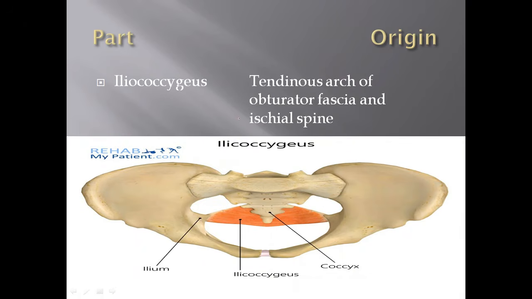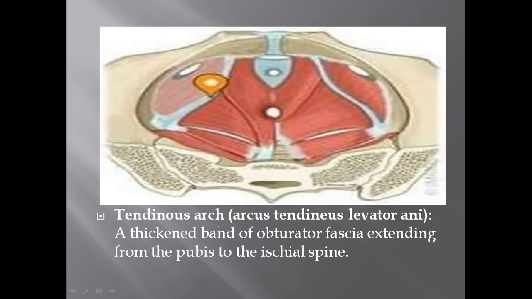So next is the iliococcygeus, which originates from the tendinous arch of the obturator fascia and the ischial spine. So this is the tendinous arch of the obturator fascia, and you can see the ischial spines here. So it originates from the ischial spine and the tendinous arch of the obturator fascia, and this is on both sides. The tendinous arch, which is also known as the arcus tendinus levator ani, is a thickened band of obturator fascia extending from the pubis to the ischial spine.